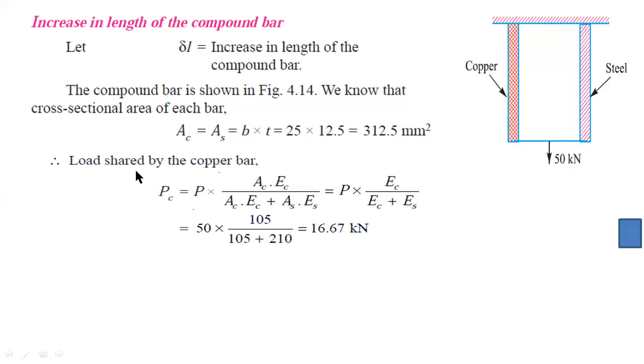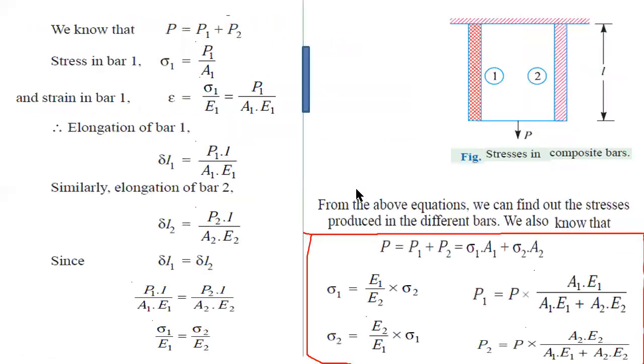This is the load carried by the copper bar. PC is the load carried by the copper bar. So already we discussed in previous, from these formulas, P1 is the load carried by the bar 1 equal to total load into area of the bar 1 and Young's modulus of the bar 1 divided by area of the bar 1 and Young's modulus of bar 1 plus area of the bar 2 and Young's modulus of the bar 2. This is the formula for load carried by the bar 1.